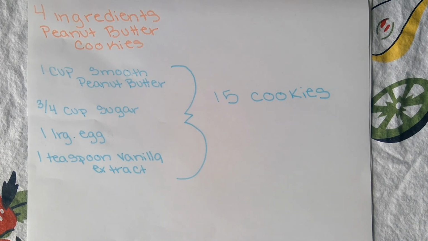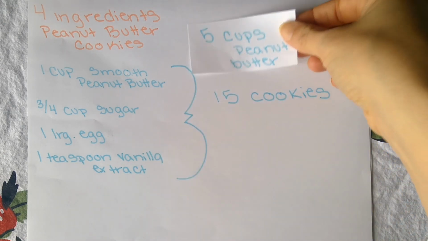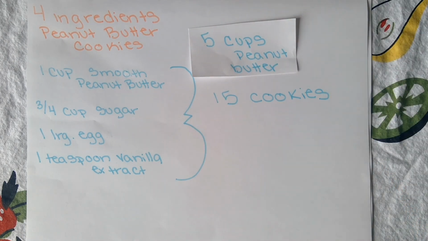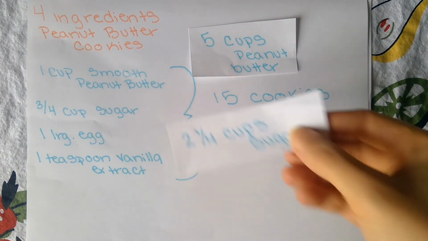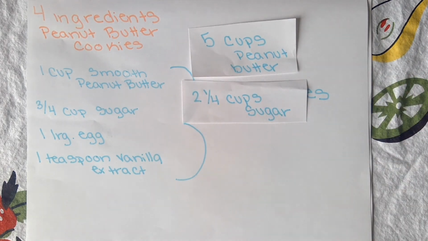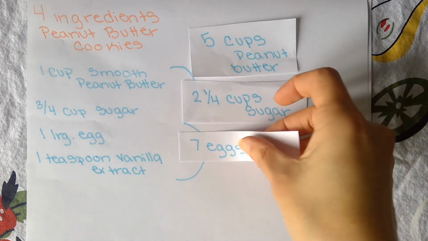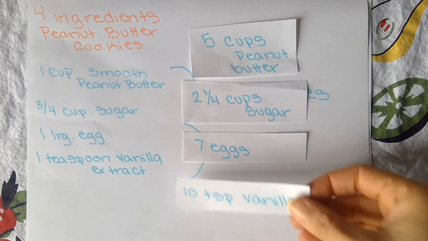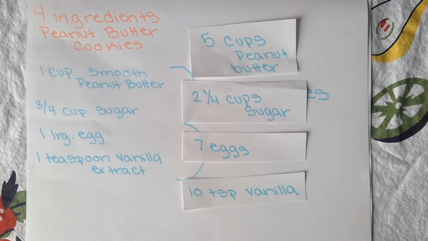Now, I am making as many cookies as I can because I'm going to be bringing them to school to share with a bunch of people. And I don't have time to go to the grocery store. So I am rummaging through my cupboards, and this is what I find that I actually have: 5 cups of peanut butter, 2 1/4 cups of sugar, 7 eggs, and 10 teaspoons of vanilla.